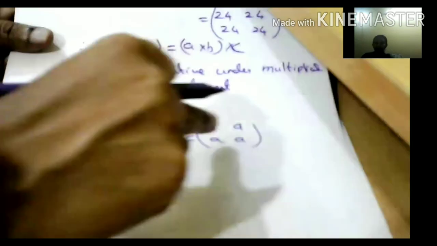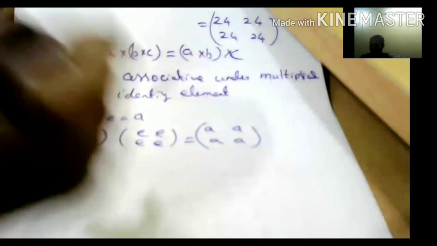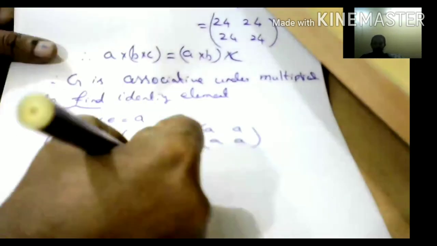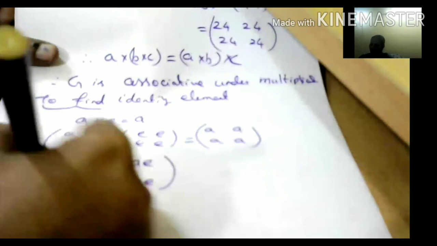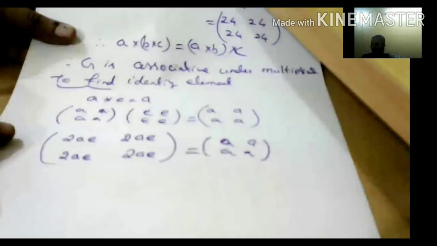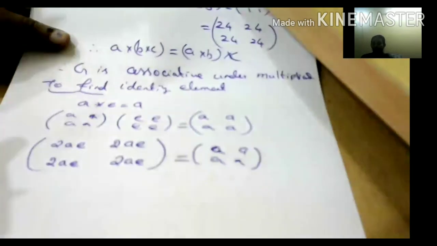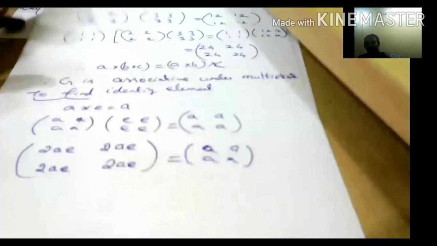A into E is equal to, you have to get the same matrix. So multiply it. A into E plus A into E, so 2AE. Again the next element, first row with the second element, this is also 2AE. So here 2AE, here also 2AE. Again on the right side you have got A. So now we can equate these two matrices. When we equate two matrices, the order must be the same. It is a 2 by 2 matrix, here also a 2 by 2 matrix. So the order is the same, therefore we can equate it.